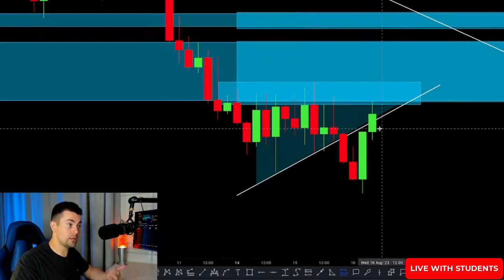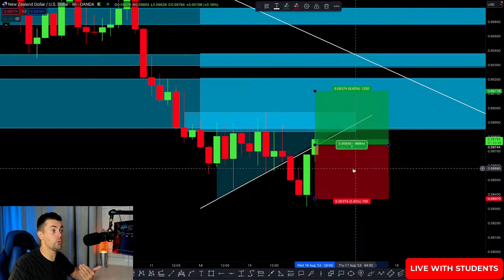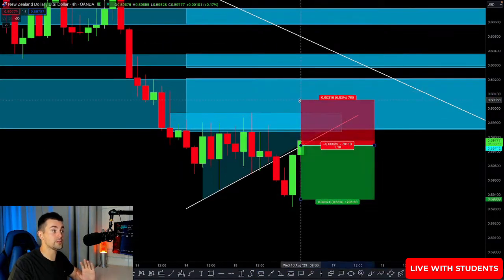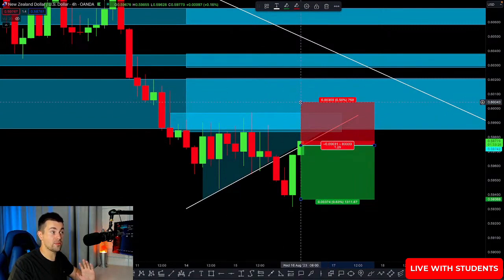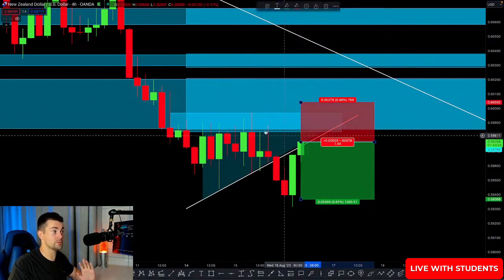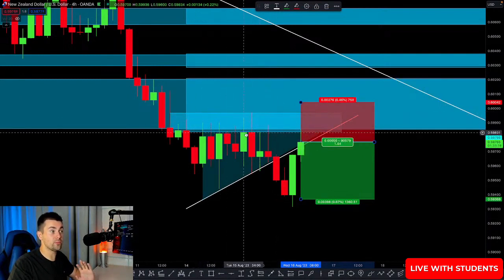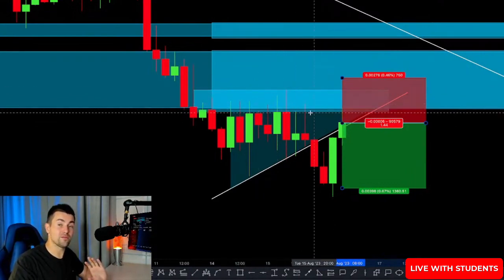And today in the morning, I decided to short the pair. I decided to short the pair on a retest of a broken trend line. I set my stop loss above the highs of that range. Yes, you can see that the highs of that range compose here a very important intraday resistance. And I simply decided to set my stop loss above that.